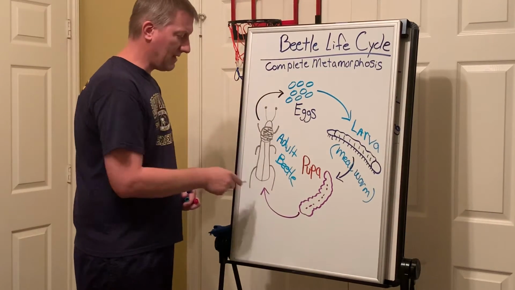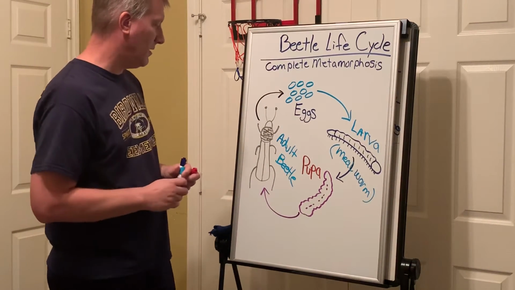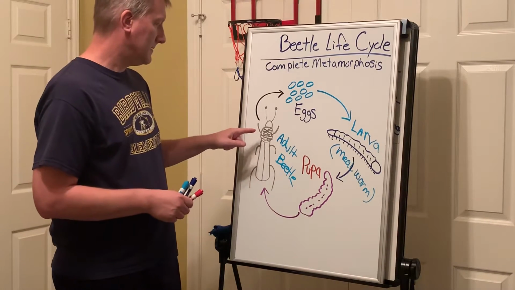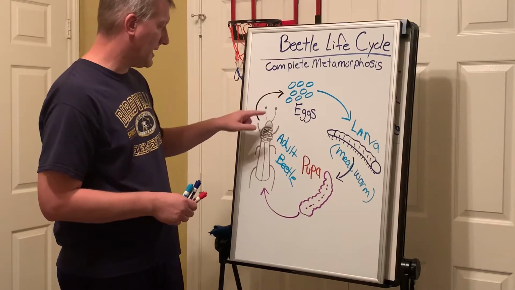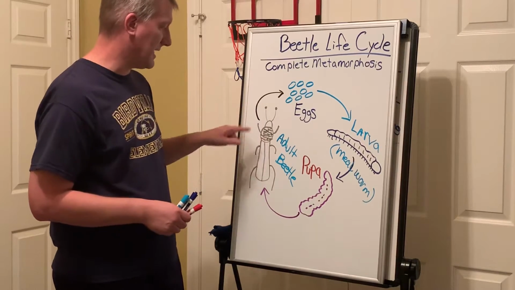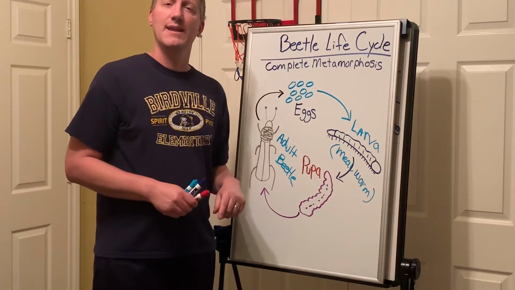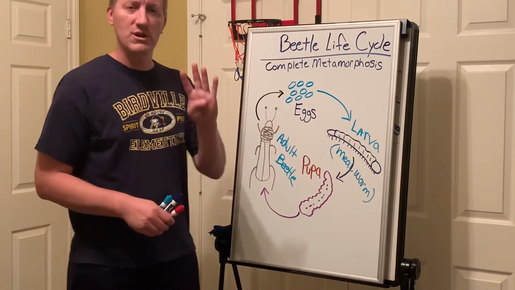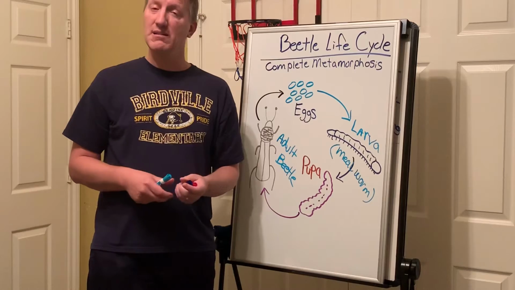And that's kind of what an adult beetle would look like. It's got a body, it's got a head, it's got antenna, it's got legs. That's what the adult beetle would look like. So those are the 4 stages of the beetle life cycle.